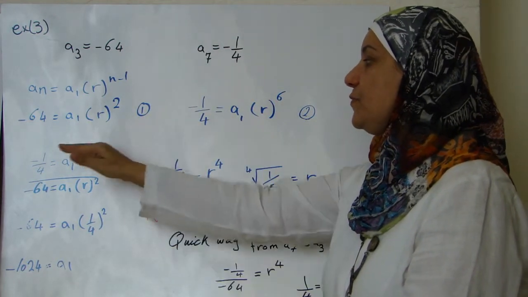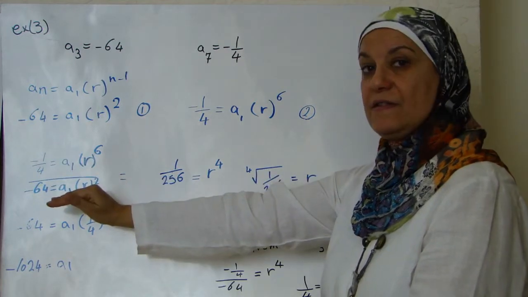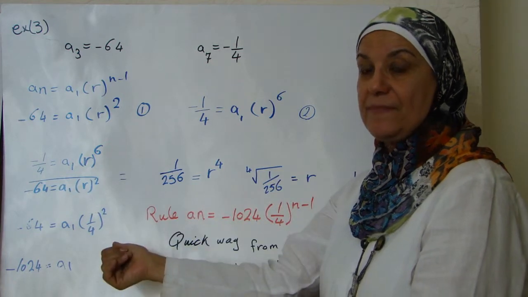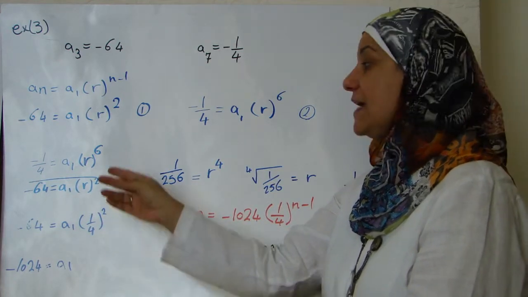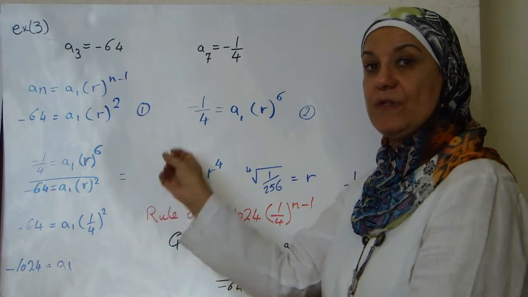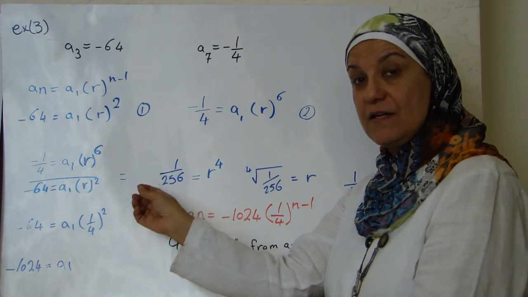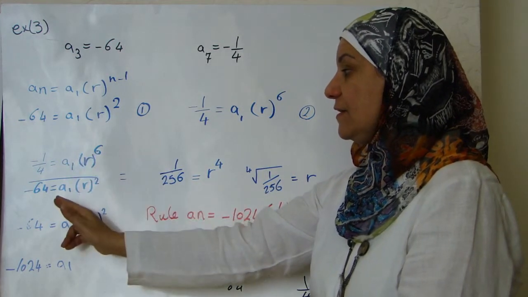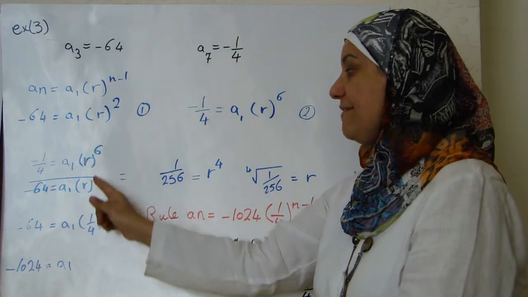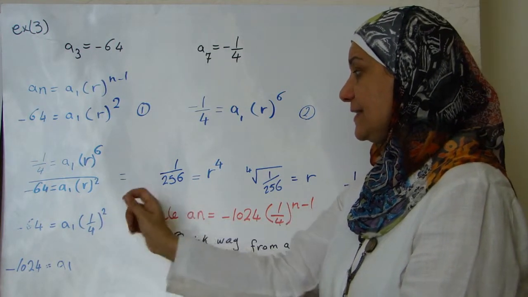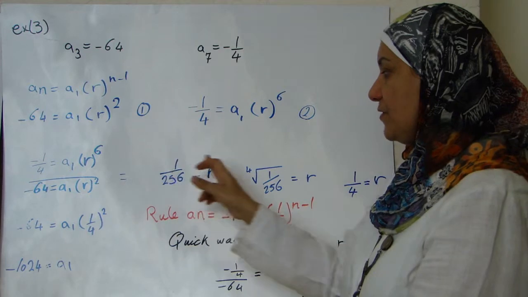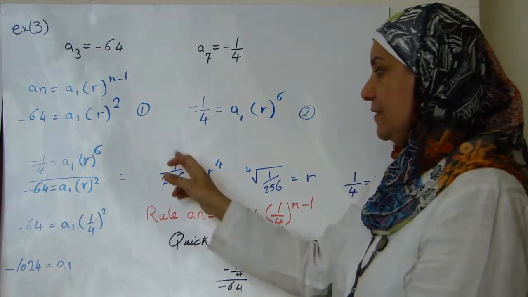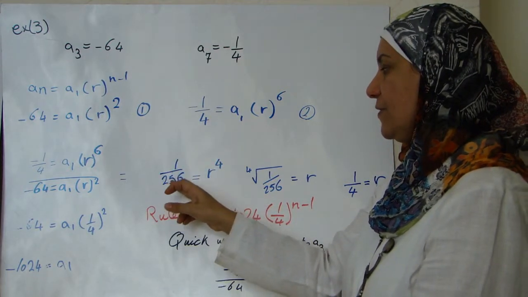What am I going to do? I'm going to put them on top of each other. This is a very good idea, to put them on top of each other. Solving them not by subtracting, but by dividing. Why? Because I need to get an answer that is R to the power. Remember, I'm solving here to find the ratio or the A1. Easier to just cancel A1 with A1 and have R to the power of 6 minus 2, R to the power of 4. Minus 1 over 4 divided by minus 64 gives me 1 over 256.